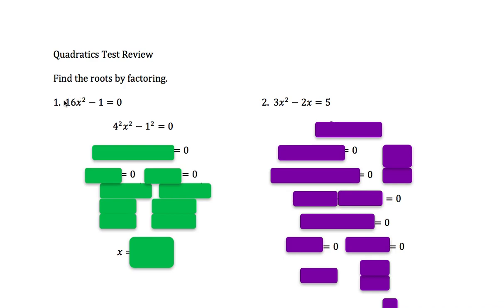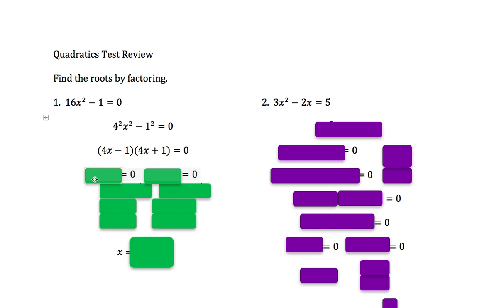In the first question, we have 16x squared minus 1. Hopefully most of you recognize that both the 16 and the 1 are perfect squares, so we can rewrite the 16 as 4 squared, and we can rewrite 1 as 1 squared. And then, because we're subtracting here, we have a difference of squares. So now we can take that and factor it, and we'd have 4x minus 1 and 4x plus 1.